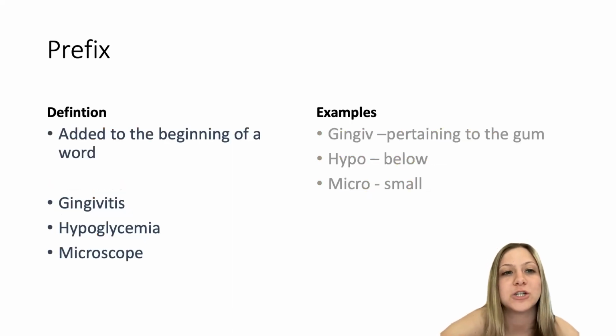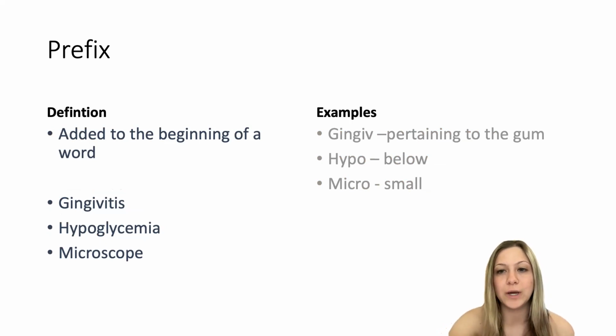For a prefix, the definition is added to the beginning of the word. So for an example, gingiv, hypo, micro. For gingiv, it's pertaining to the gum. Hypo means below and micro means small.